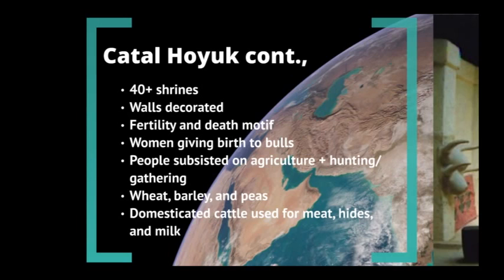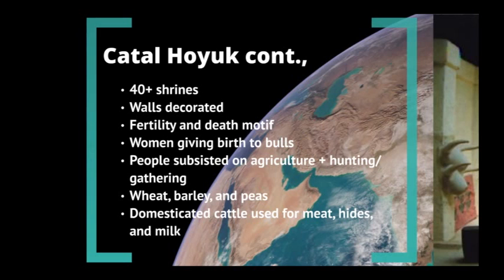This isn't pure agriculture. This is a mixed economy with hunting and gathering as ancillary to agriculture. But you do see wheat, barley, and peas in terms of plant production. You see domesticated cattle used for meat, hides, and milk. Right, so they had, for the first time, a complex mix between these different types of subsistence strategies.